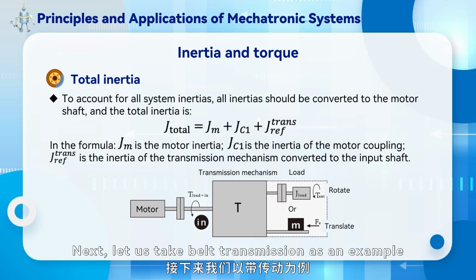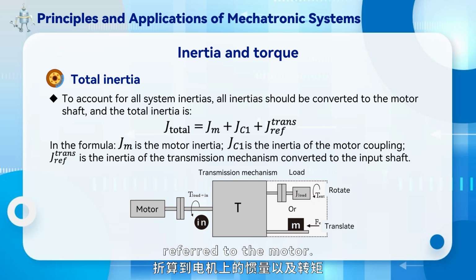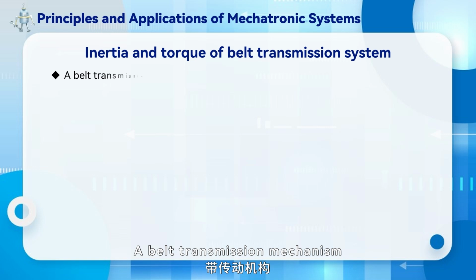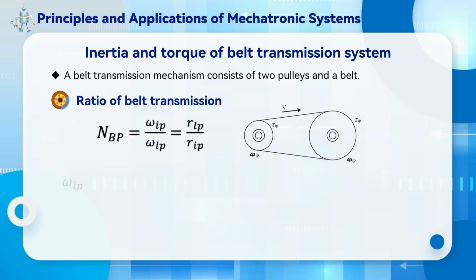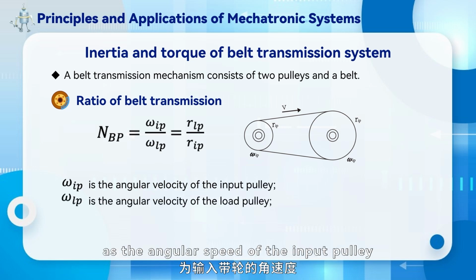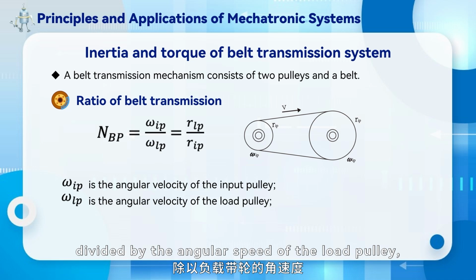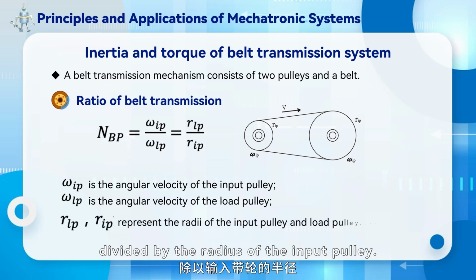Next, let us take belt transmission as an example to calculate the load inertia and torque referred to the motor. A belt transmission mechanism consists of two pulleys and a belt. If only pulleys are considered, first calculate the transmission ratio as the angular speed of the input pulley divided by the angular speed of the load pulley, which is also equal to the radius of the load pulley divided by the radius of the input pulley.